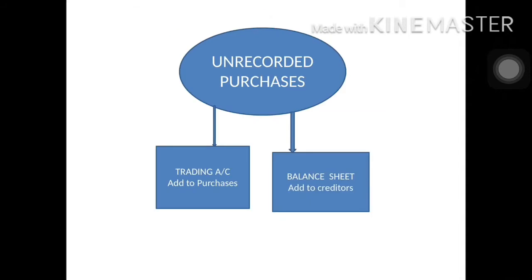Unrecorded purchases. Same thing: you have purchased goods, but the entry has not been shown. So you will add it to purchases in the trading account, and in the balance sheet, you have to add it to the creditors. Okay.